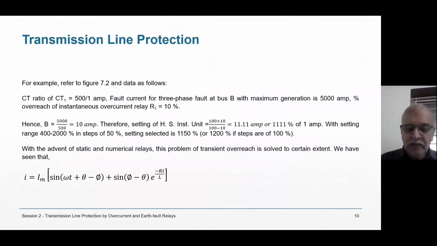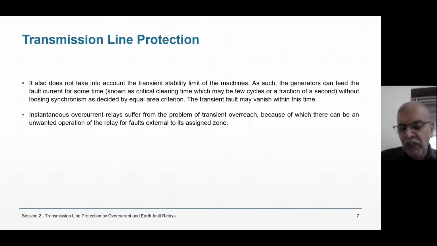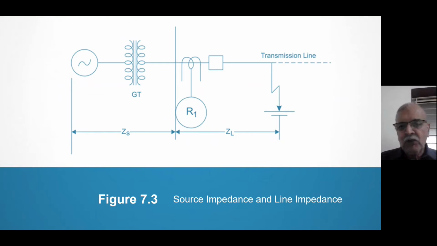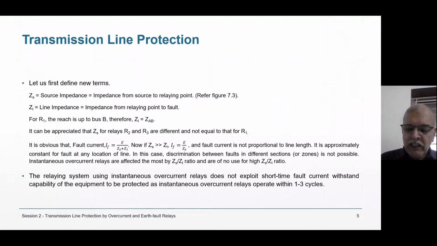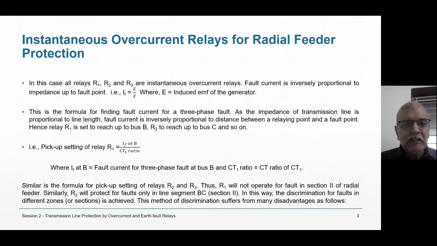But in an earlier class we had seen a generator on one end, and there were 3 relays: R1 for the first section, R2 for the second section, and R3 for the third section. So this is what we are doing. We make the relay R1 reach up to bus B. Here the generator bus is A, then bus B, then bus C, then bus D, and from D onwards there is a load.